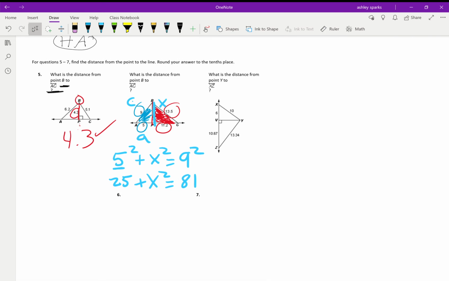This is now solving an equation. I want to get x alone, so I have to subtract my 25 from both sides. Okay? I have x squared equal to, and I believe that is 56. The last step here is where you're pretty much going to have access to a calculator somehow, whether it's your phone or the Google calculator. You need to do the square root.